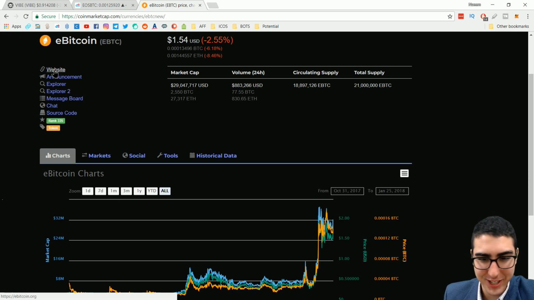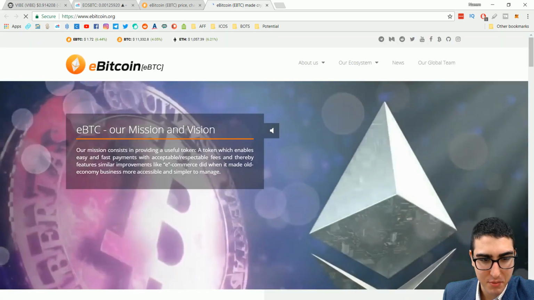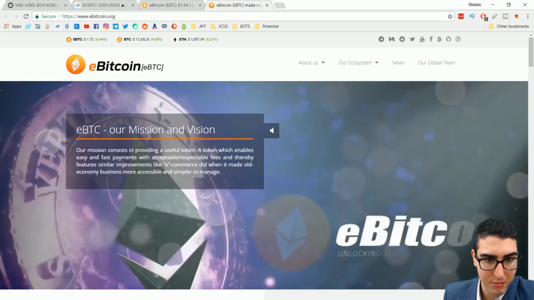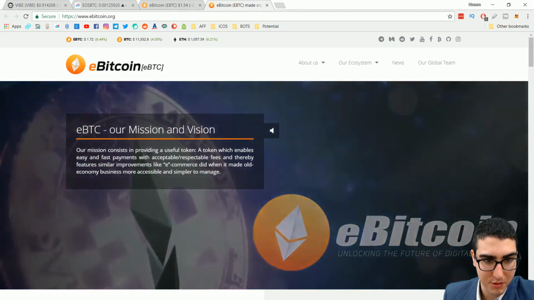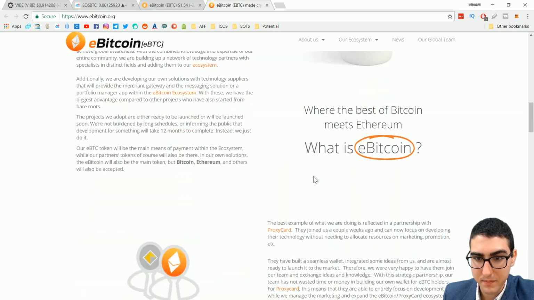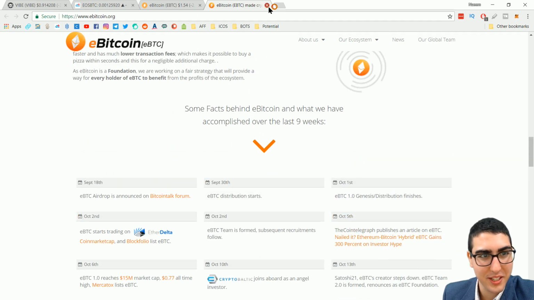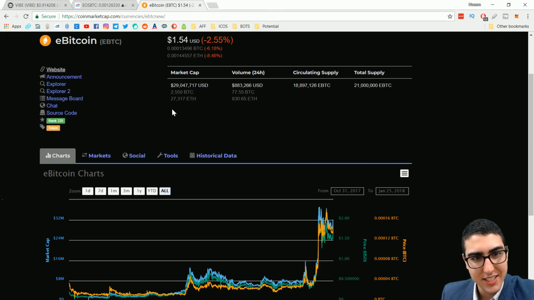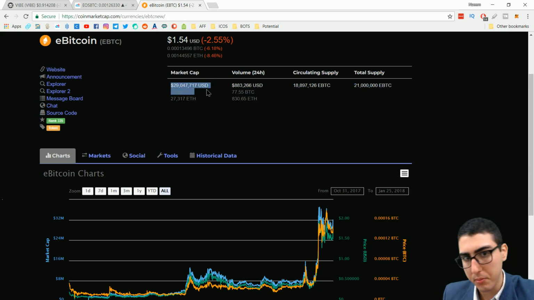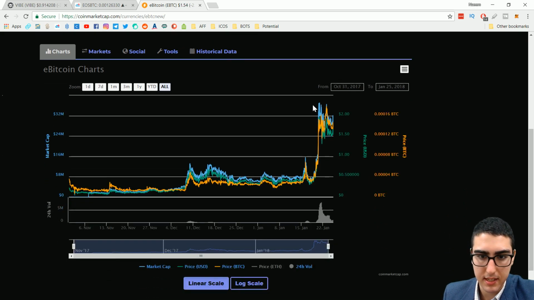And then somebody said, could you give EBTC a look? EBTC, also not a coin on TradingView, unfortunately. Is that an Ethereum logo inside the Bitcoin logo? Oh my gosh, give me a break. Our mission consists in providing a useful token, a token which enables easy and fast payments with acceptable, respectable fees, and thereby features similar improvements like e-commerce did when it made old economy business more accessible and simpler to manage. I don't know what I feel about that. Interesting. That's funny. It's like an Ethereum Bitcoin combination.